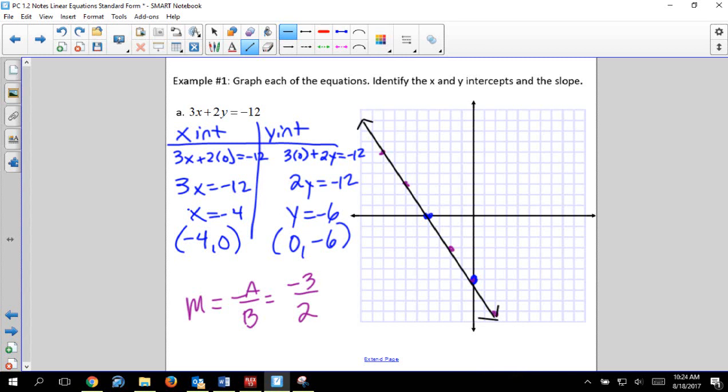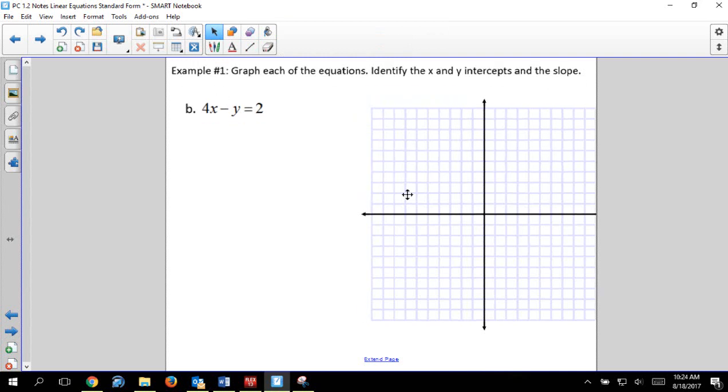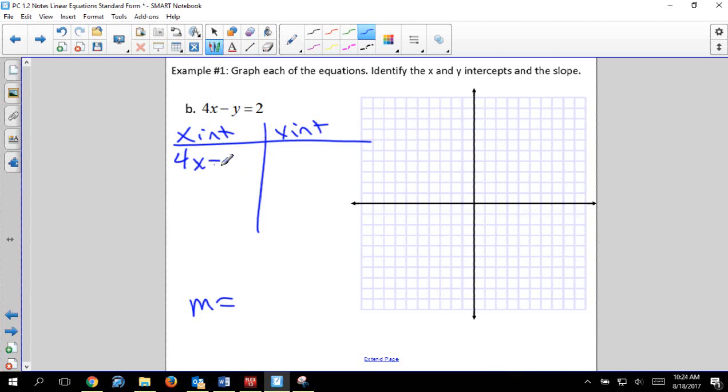Okay. Next one. 4x minus y equals 2. We're going to find the x and y intercepts, and then the slope. So x-intercept, plug in 0 for y. When I plug in 0 for y, the entire term that has the y goes away. So I just have 4x equals 2. Then I divide by 4 and I get x equals 2/4, and that reduces to 1/2.